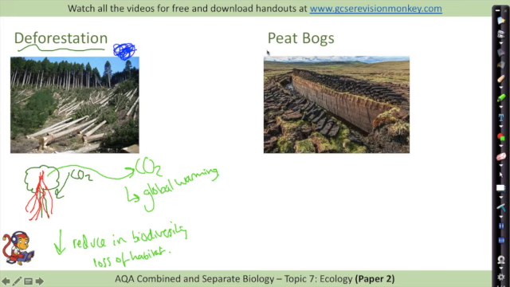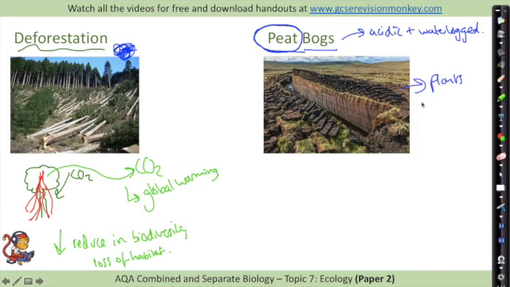However, there is something called peat bogs, which you may be less aware of. If you're a gardener, you may well have heard that word peat, and it's similar to compost, and it's something that you can use to grow your plants in. And peat bogs are acidic and waterlogged areas. And because they are acidic and waterlogged, it means that the plants that die here don't decay properly.